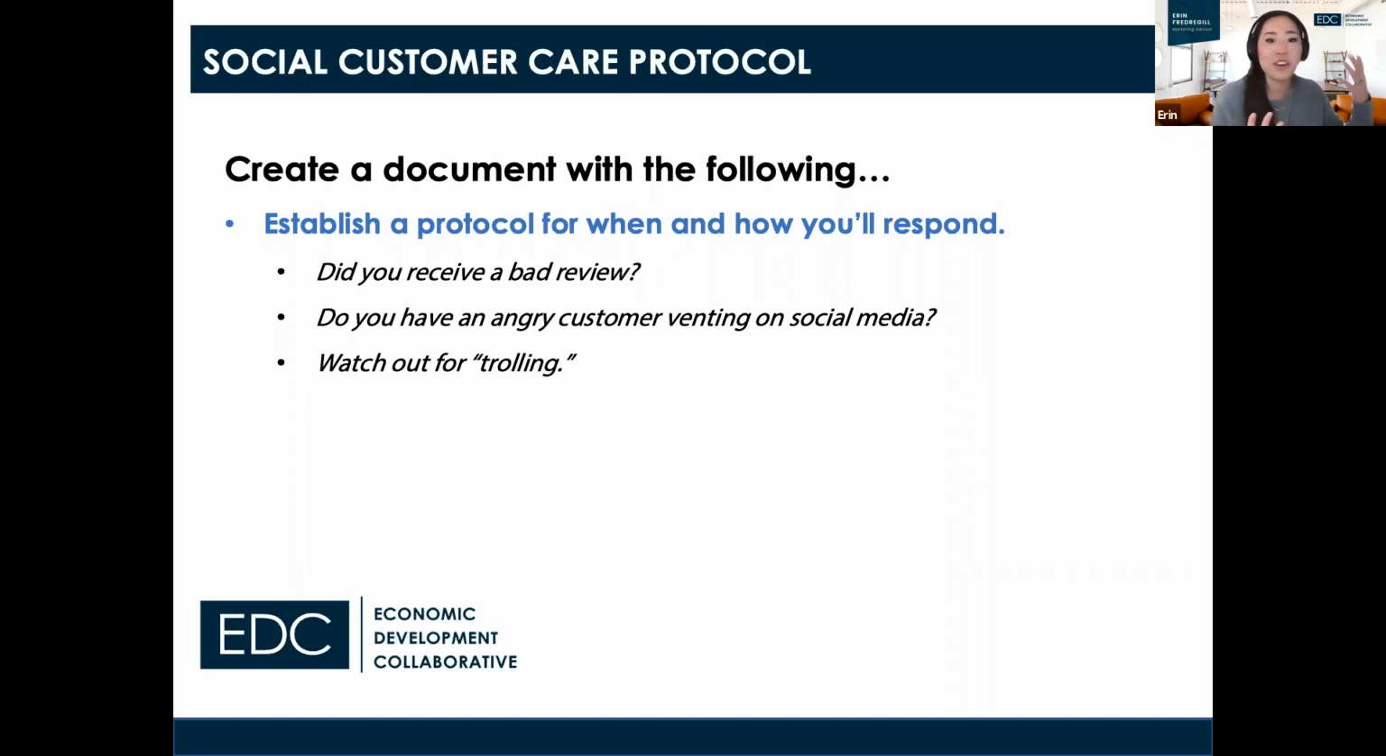and you're not really sure what to do, set up systems in place to know when it is appropriate for your employee to elevate the problem to your manager or to you for a response. And if you do receive a bad review, do you have some kind of canned response or a formula for responding to those bad reviews? And for the angry customer who's just kind of going crazy online, how do you de-escalate that online situation?